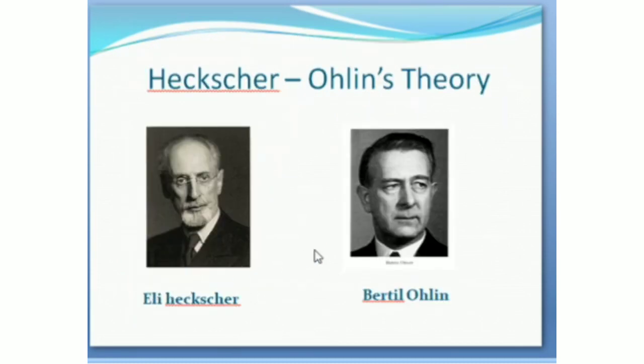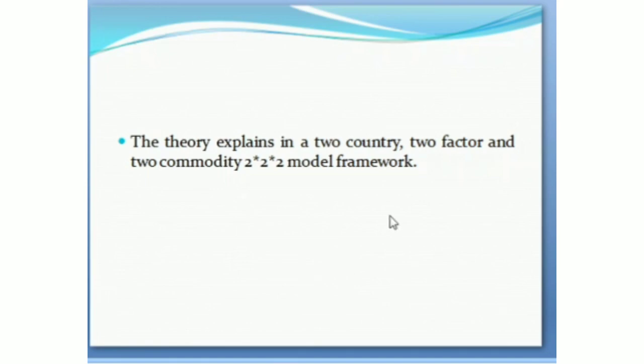These are the pictures of Heckscher and Ohlin, the owners of this theory. The primary work behind the Heckscher-Ohlin model was a 1919 Swedish paper written by Eli Heckscher at the Stockholm School of Economics. His student Bertil Ohlin added to it in 1933. This theory explains a two-country, two-factor, two-commodity framework. That is why it is called the 2 by 2 by 2 model.